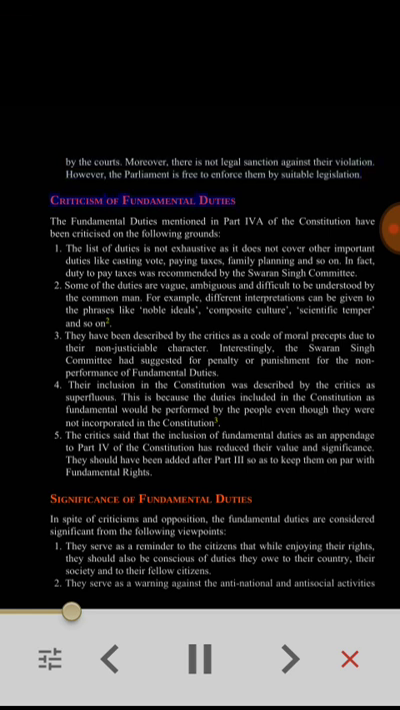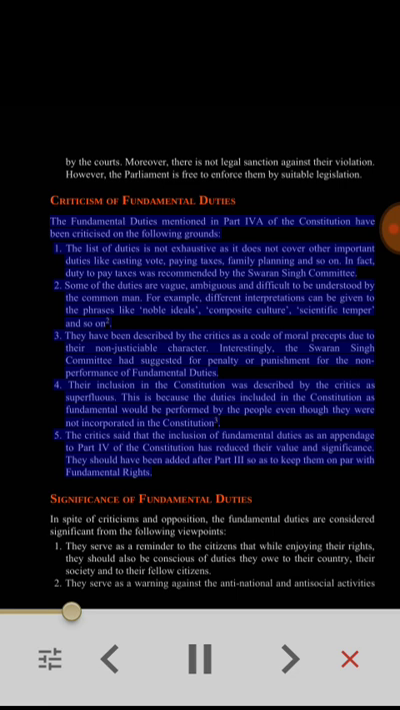Criticism of fundamental duties. The fundamental duties mentioned in Part IV-A of the Constitution have been criticized on the following grounds. 1. The list of duties is not exhaustive, as it does not cover other important duties like casting vote, paying taxes, family planning and so on. In fact, the duty to pay taxes was recommended by the Swaran Singh Committee.